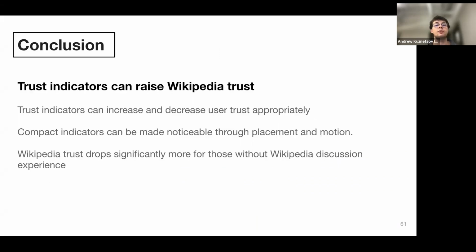In conclusion, our big takeaway is that trust indicators can raise Wikipedia trust. Specifically, they can do so up or down, appropriate to the situation at an article level. They can also be configured to stand out to readers better. Lastly, we found that trust indicators shift Wikipedia trust significantly more for those without Wikipedia discussion experience.